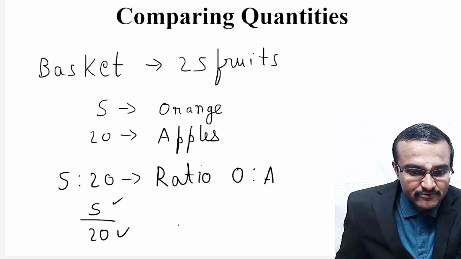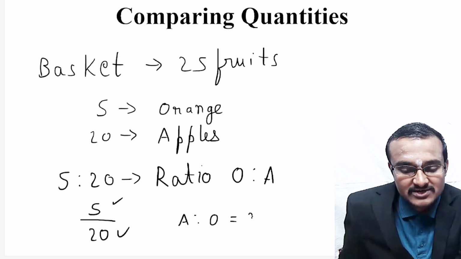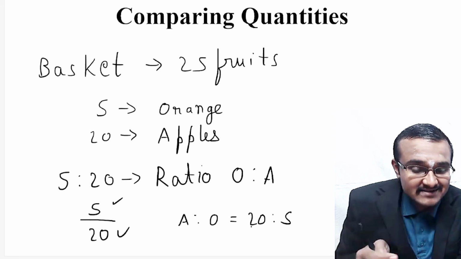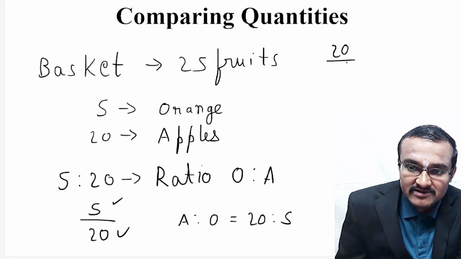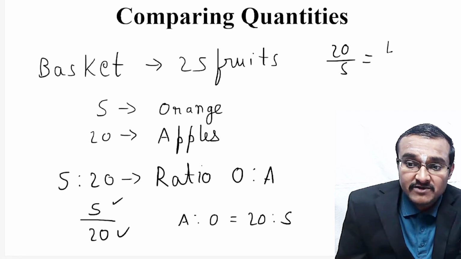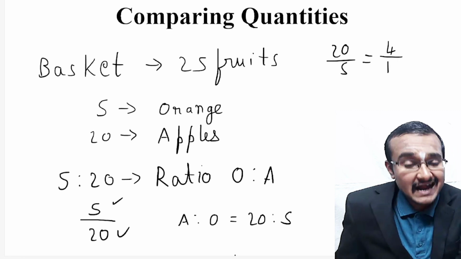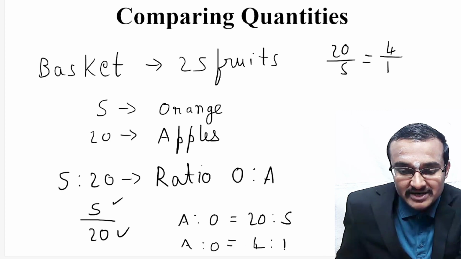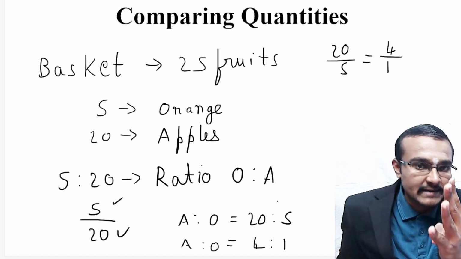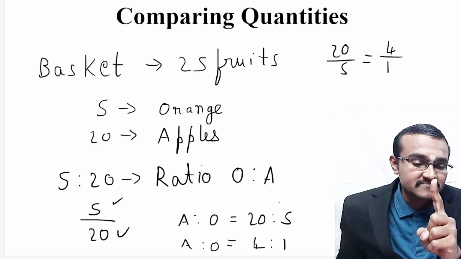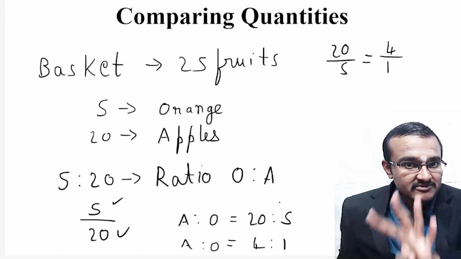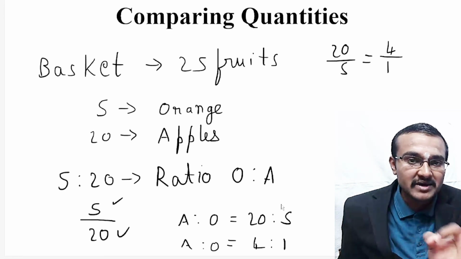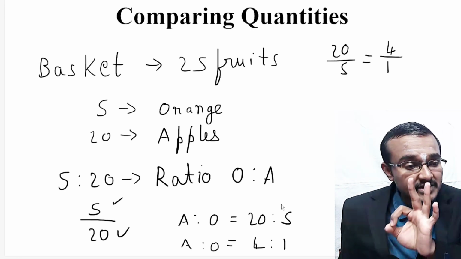If you want to take the ratio between apple is to orange, then it will be 20 is to 5, which is 20 by 5. So 20 by 5 will be 4 by 1. That means here apple is to orange is 4 is to 1. Every 4 apples are compared with 1 orange, or every 1 orange is compared with 4 apples. Either way you are taking a ratio, comparing apple with orange, or orange with apple.